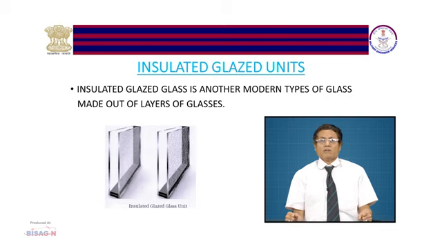Next one is insulated glaze units. Insulated glass is another modern type of glass made by combining 2 or 3 layers of glass. These layers of glass are separated by air or vacuum, which helps to resist heat coming through the glass. It acts as an insulator. Insulated glaze units are also known as double glazed units.